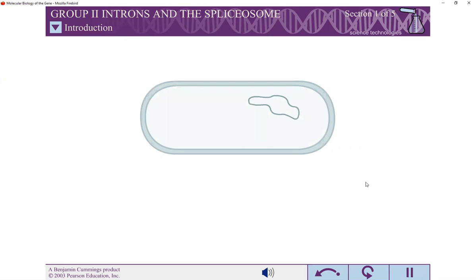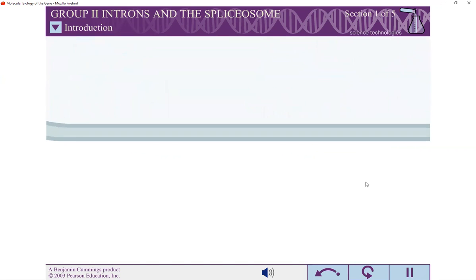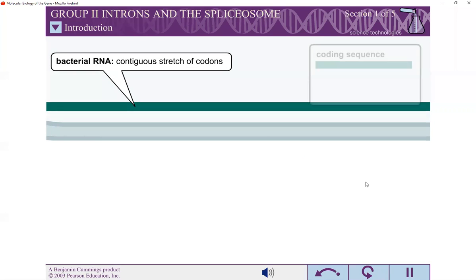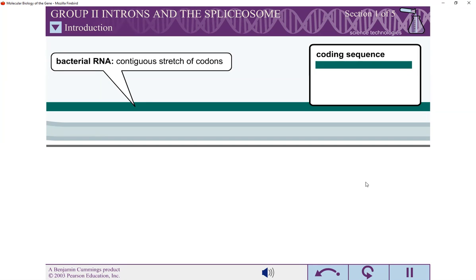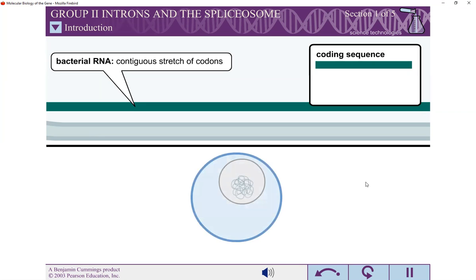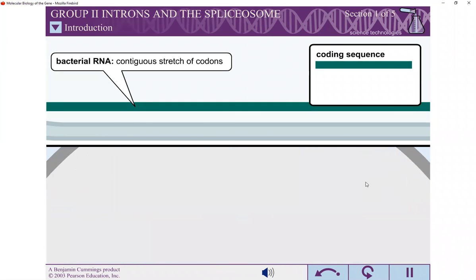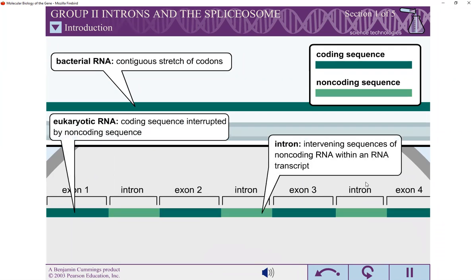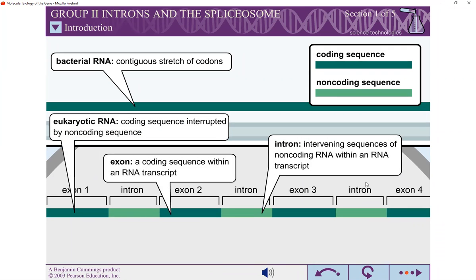Almost all bacterial RNA molecules are made up of contiguous stretches of codons, in which the codon for each amino acid is immediately adjacent to the codon for the next amino acid in the polypeptide chain. However, most eukaryotic RNA molecules contain stretches of non-coding sequence called introns. The introns are surrounded by coding sequences called exons.